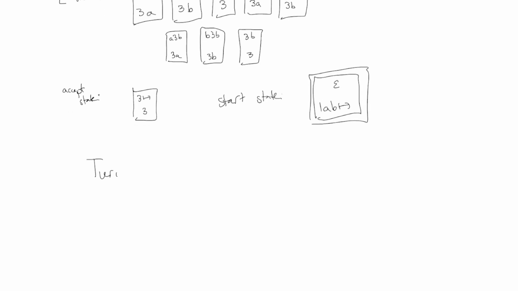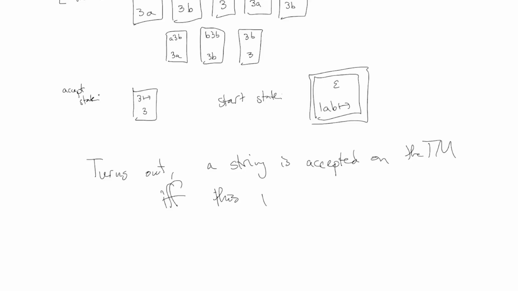So it turns out that a string is accepted on the Turing machine if and only if this PCP has a solution. And that means that if you somehow magically are able to solve the PCP, you automatically will be able to solve the question of whether a string is accepted or not on the Turing machine. And that is undecidable, because that is a variation of the halting problem.